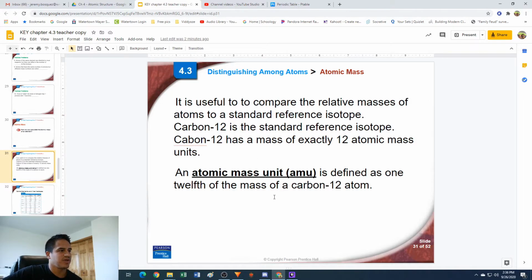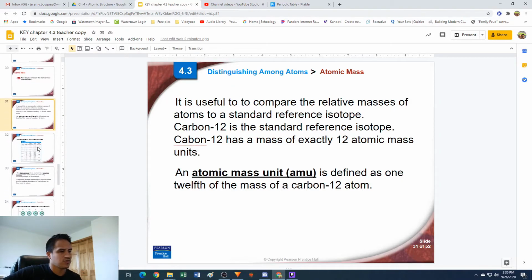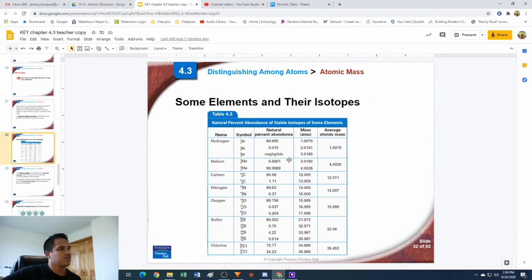It's determined based on a carbon-12 isotope, which isn't really that important to understand for right now, so don't worry about that. But the main thing to note is that every element has some number of isotopes, okay? And each one has a different mass. So, for example, let's look at carbon. There's carbon-12 and carbon-13. There's also carbon-14, but they're not showing it on here.